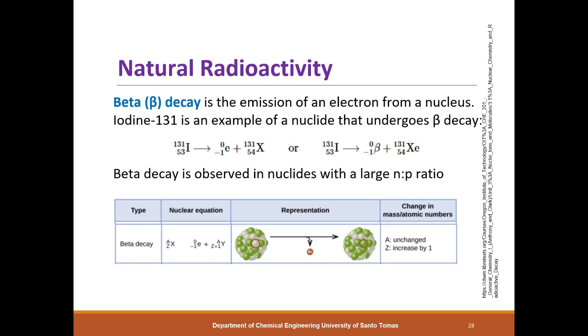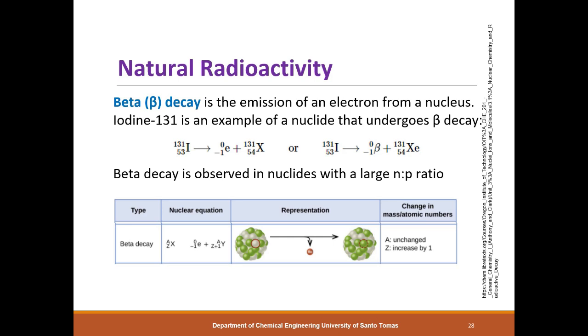Next, we have beta decay. Beta decay is the emission of an electron from a nucleus. Iodine-131 is an example of a nuclide that undergoes beta decay. Beta decay, which can be thought of as the conversion of a neutron into a proton and a beta particle, is observed in nuclides with a large N/P ratio. The beta particle, or the electron emitted, is from the atomic nucleus and not one of the electrons surrounding the nucleus. Such nuclei lie above the band of stability.